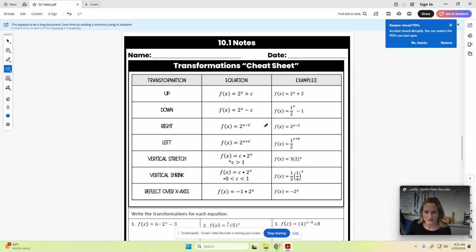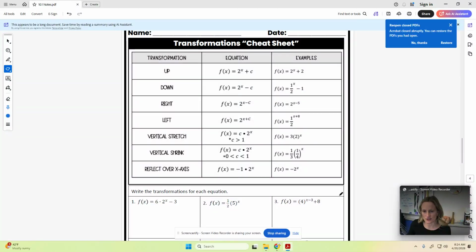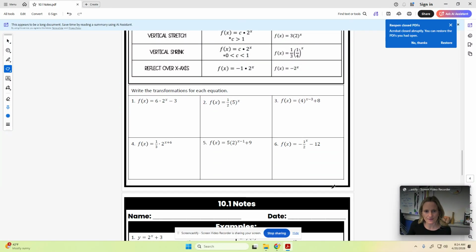On the back of this page of notes is a little cheat sheet of those various transformations, what you would see in the equation, and the transformation that's going to cause, and it gives an example of each one. That's just there for you for reference. It's not extra things that we have to go over in the notes.